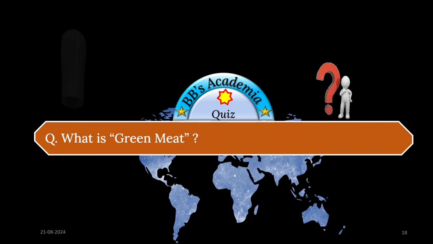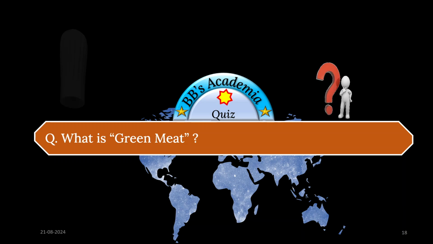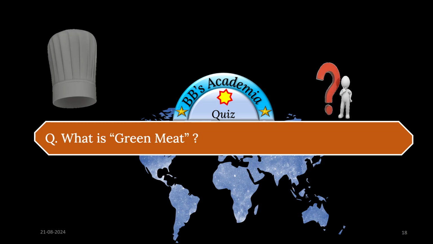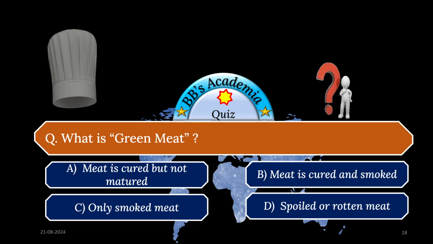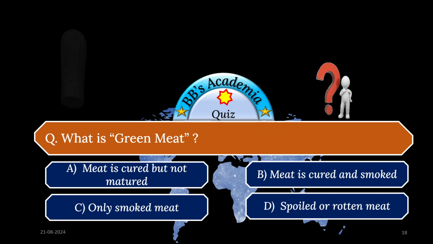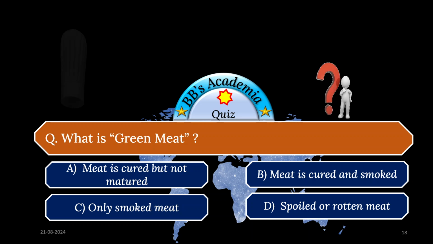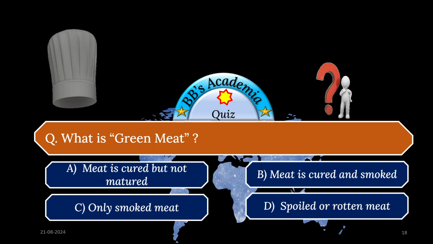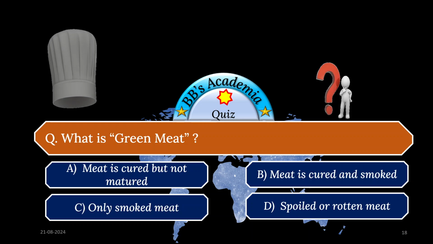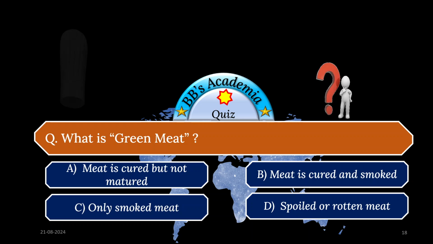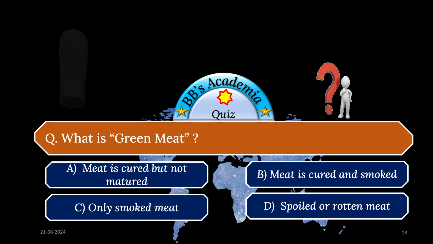And the question is, what is green meat? What is green meat? Your four options are: option A, meat is cured but not matured. Option B, meat is cured and smoked. Option C, only smoked meat. And option D, spoiled or rotten meat.